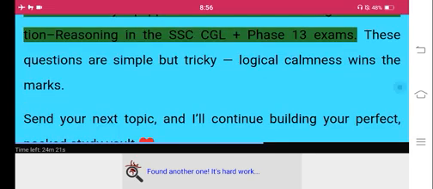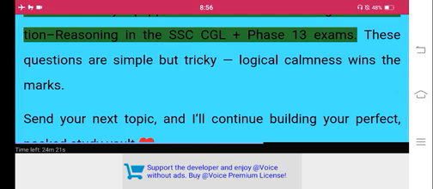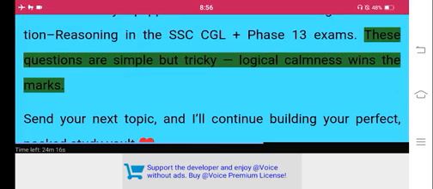You're now fully equipped to solve decision making and assertion reasoning in the SSC CGL plus Phase 13 exams. These questions are simple but tricky. Logical calmness wins the marks.